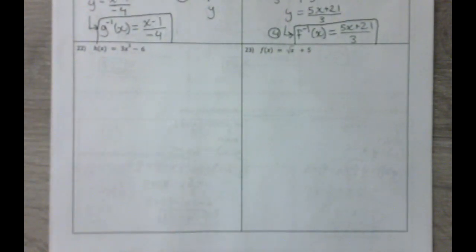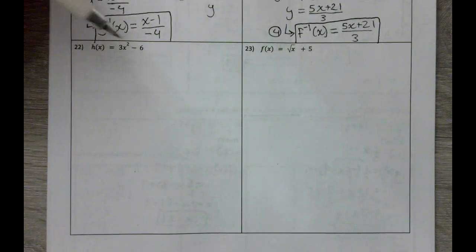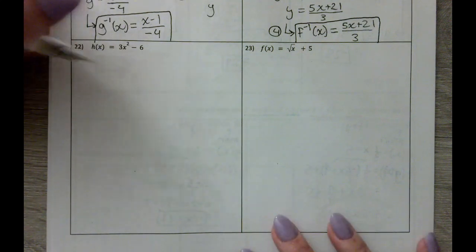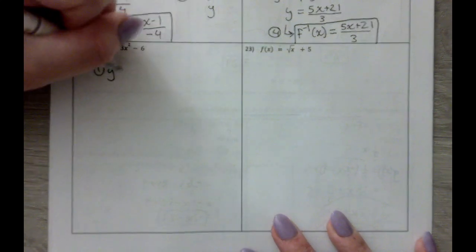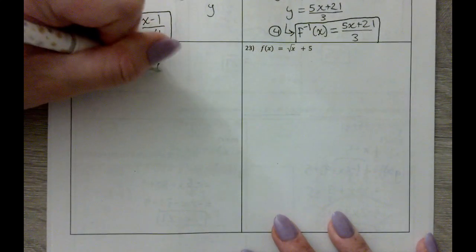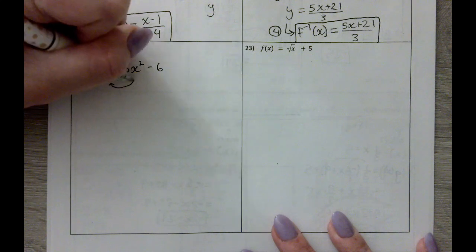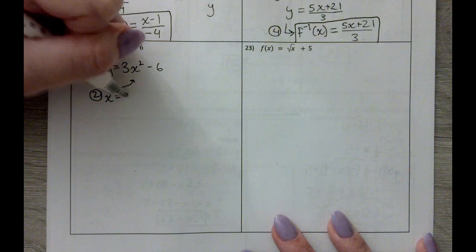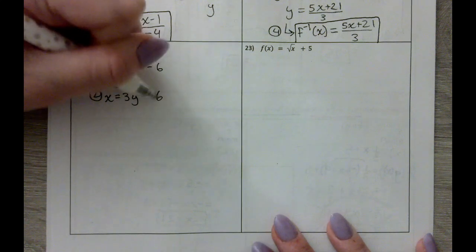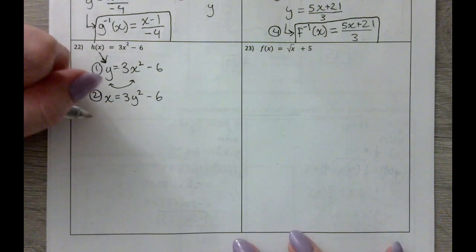All right, number 22. H of x equals just 3x squared minus 6. Same process. Replace h of x with just a y equals 3x squared minus 6. Do a flip-flop for the second step. X equals 3y squared minus 6. Solve for y.